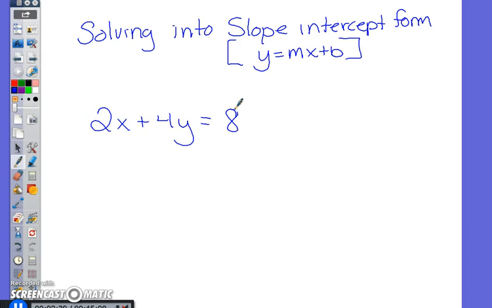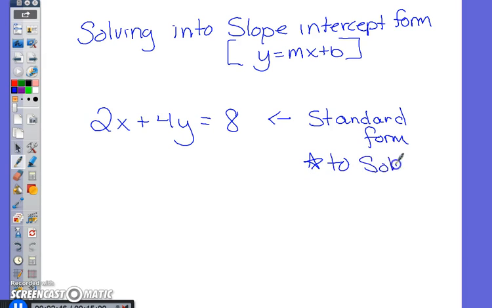This is in standard form. We have to go from standard form into slope-intercept. So essentially what I'm doing here, the key is to solve for y. Gotta get y by itself. That being said, look at this. I'm going to put a nice little box around the 4y because that's the last thing I'm going to mess with. I have to get it alone.